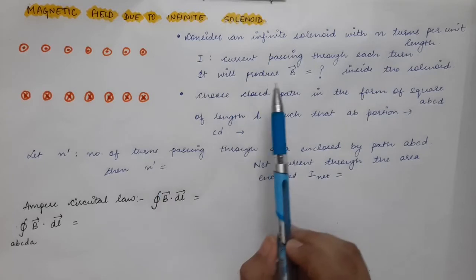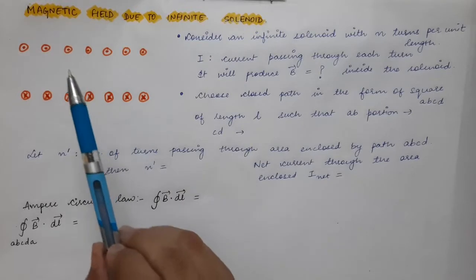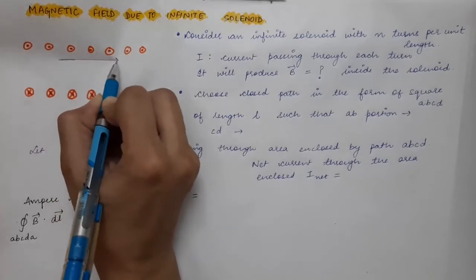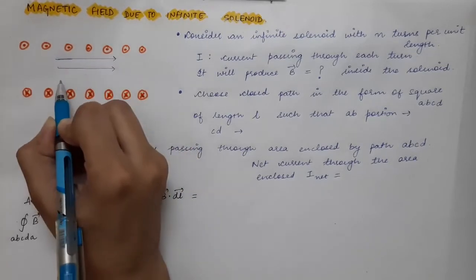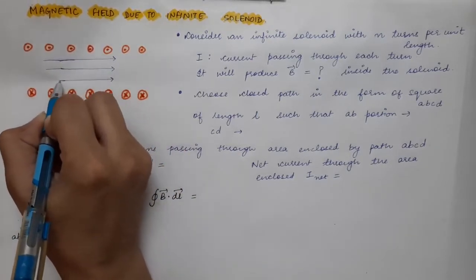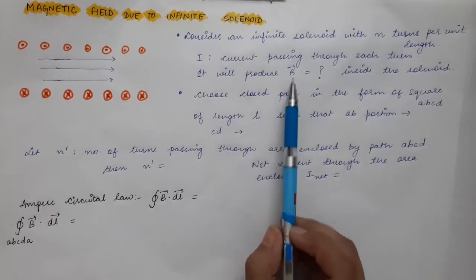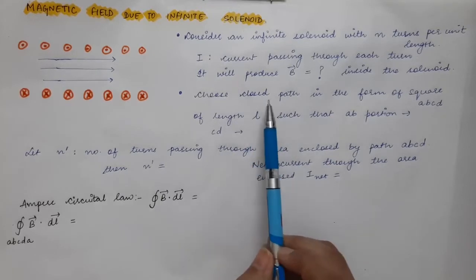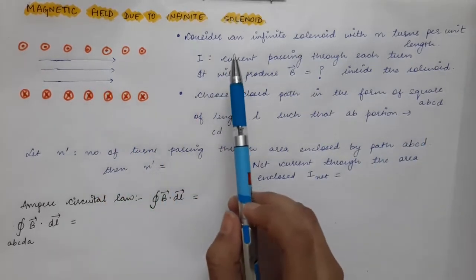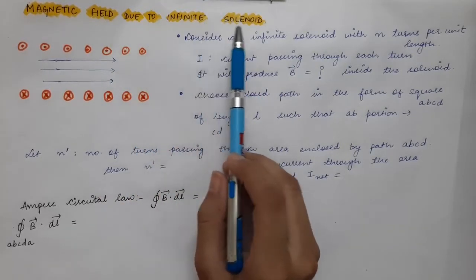Now this solenoid produces a magnetic field inside the solenoid, and according to the symmetry, the magnetic field will be pointing in this direction. So the magnetic field inside the solenoid will be uniform and it will be pointed in this direction. Now to find the expression of this magnetic field, we will choose a closed path and use Ampere's circuital law.